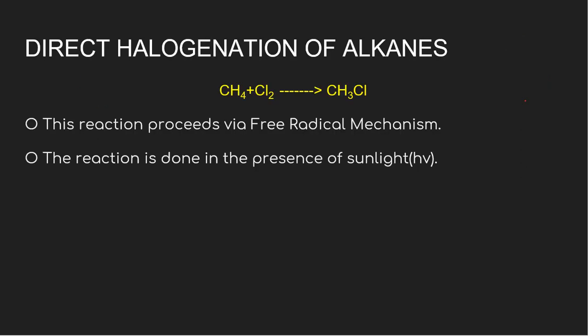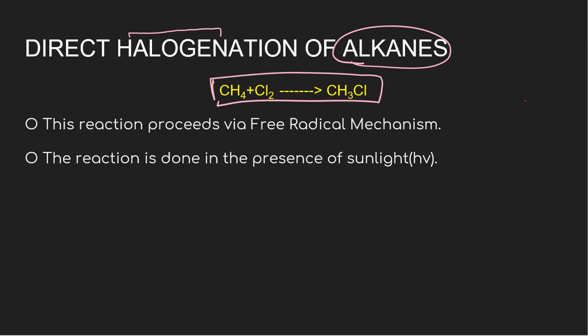Okay, so what is the way to prepare haloalkanes using alkanes? The main method for the preparation of haloalkanes is by halogenation of alkanes. Halo means halogen atom, and halogenation means we are going to halogenate our alkanes.